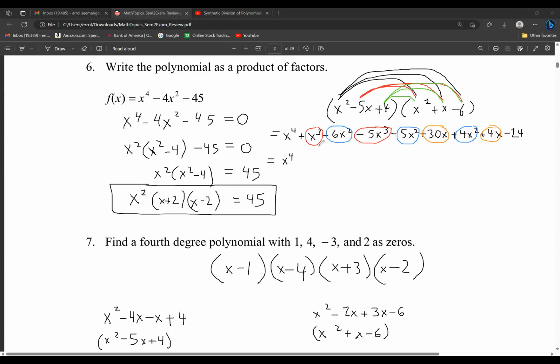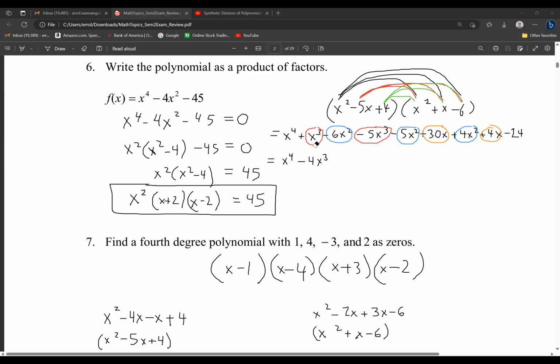Okay, let's do the x^3. What is this one? Let me go back to black. What's x^3 minus 5x^3? How much is that? 1 minus 5, minus 4. So it's minus 4x^3. Okay, so the x^3s are done. That one's done. That one's done.